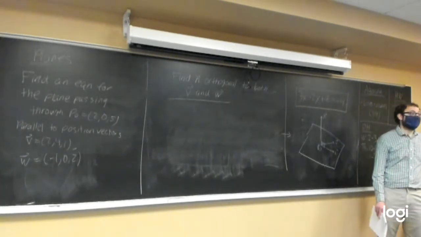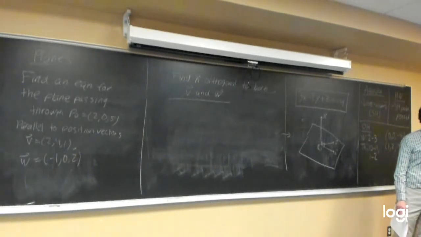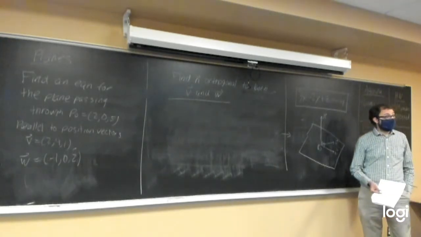Yeah, Jay? I took the cross product of v and w and used that as the normal vector, and then took the dot product of the normal vector and the displacement vector from P0, and then I just have P as x, y, z. And then I solved the equation out.